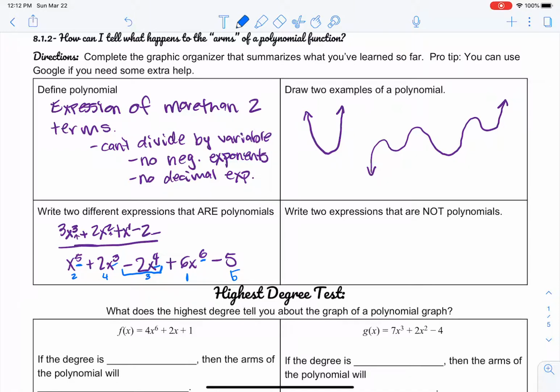So two expressions that would not be polynomials: you could have something like 2 divided by x. That's not a polynomial because we have a variable in the denominator. And then you could have something like 3x squared plus 5x squared plus 7x squared. Now, technically, you have 3 separate terms there, but when you add them together, if you were to simplify that, that's really only one term, since they're like terms. So that does not count as a polynomial. That is actually a monomial when you simplify it.